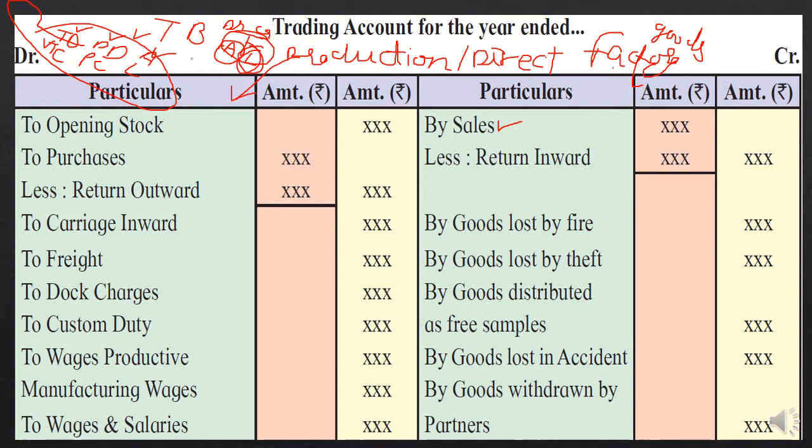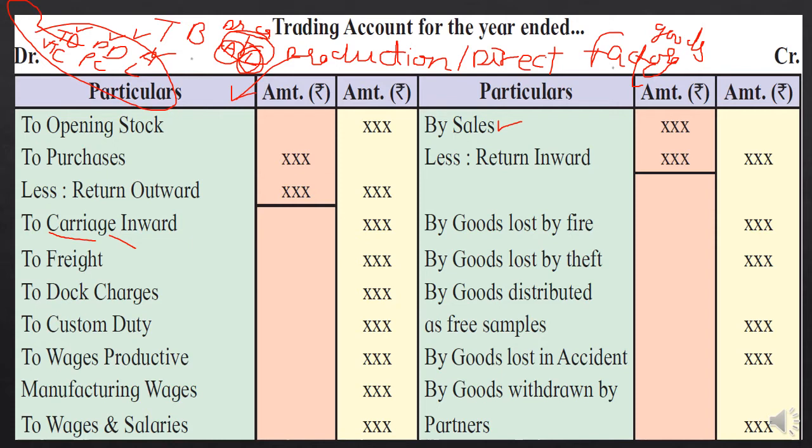Just you have to read it out and note it down in your notebook. If you have already noted, no need to write it again. If you have not noted, not written in your notebook, kindly write it down. In this, you know that carriage inward, purchase of goods, and then purchase return outward. Carriage is a traveling expense for the production process. So this carriage is nothing but the traveling. Freight is also one kind of traveling and convenience expenses.